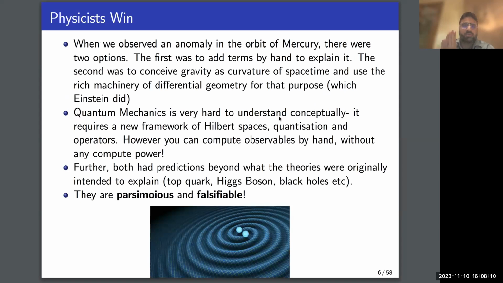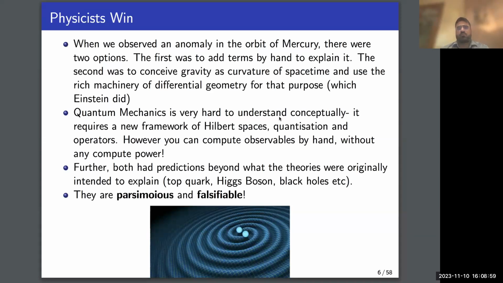So, for instance, when we observed an anomaly in the orbit of Mercury, there were 2 options. The conceptually simple option was just to add terms by hand in Newtonian gravity to explain the anomaly, and that's what most physicists, or mathematicians, did at that time. The second option was to invent this whole new conceptual machinery of differential geometry to explain gravity as the curvature of space-time, which Einstein did, and which, as it turned out, was actually correct, even though conceptually it was much more complex. Similarly, quantum mechanics is very hard to understand conceptually. It requires this new framework of Hilbert spaces, quantization, and operators. However, you can compute observables by hand without any compute power. So it's, again, a very successful theory of this sort.